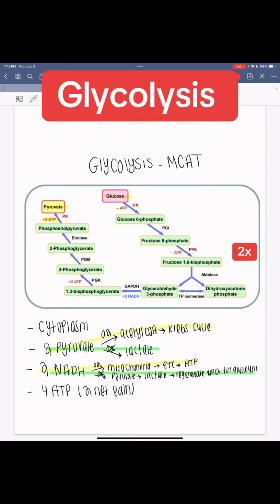I'm going to be breaking down glycolysis on the MCAT. And with every cycle you're studying for metabolism for this test, you have to know three things: the where, the what, and the why. I think focusing on the big picture is super important.